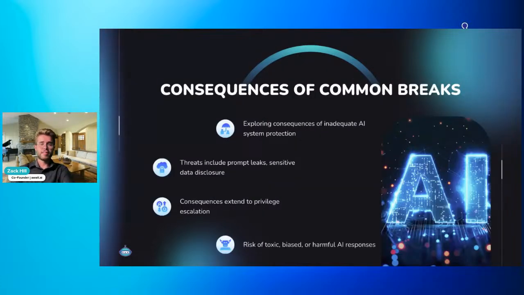So in the upcoming 3 slides, we'll explore the ramifications of deploying AI systems without adequate protection against the malicious attacks we've discussed. If not adequately mitigated, these threats can lead to severe consequences for organizations, including prompt leaks, sensitive data disclosure, privilege escalation, and toxic, biased, or harmful responses.